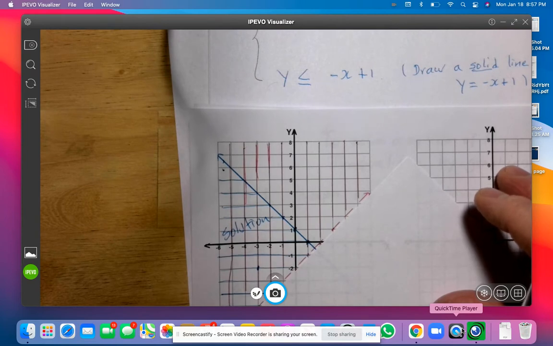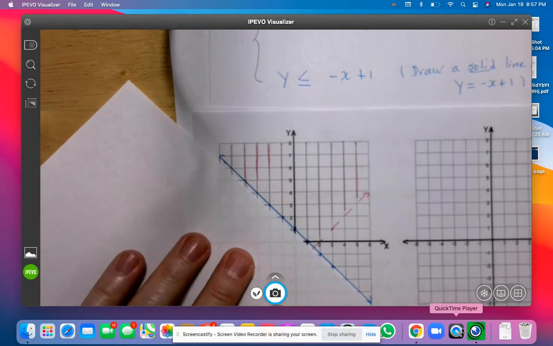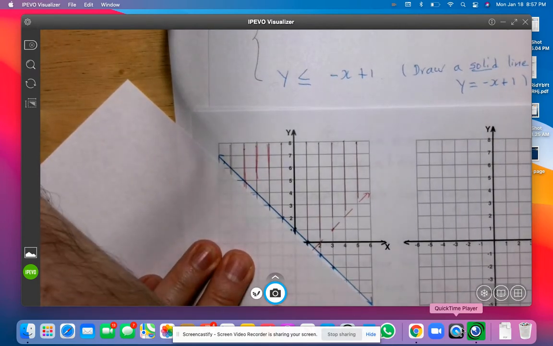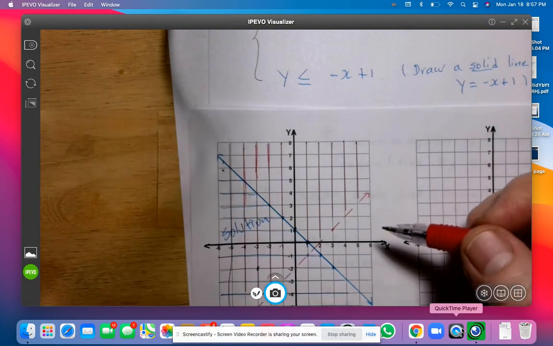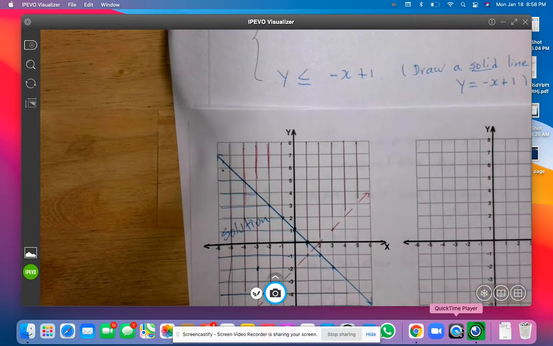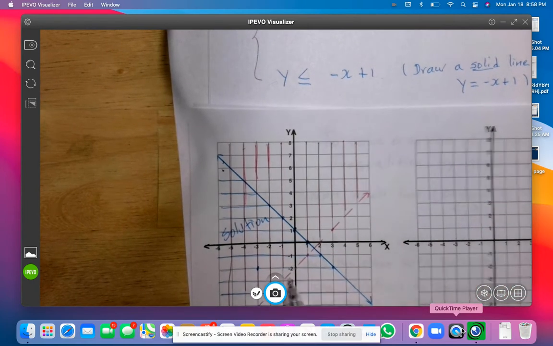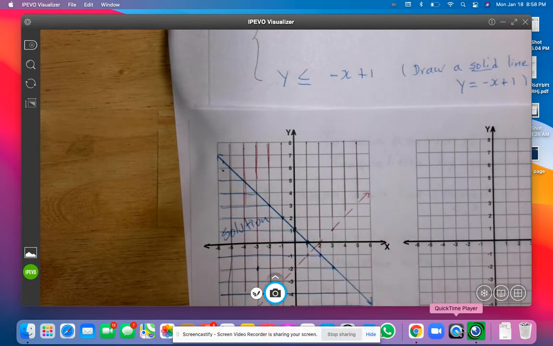Then I do the same thing with the other one, and that's this line right here. In this case, I know it's a solid line because the inequality symbol is less than or equal to. And in this case, I need to shade in below the line. So I'm gonna do all of these in blue. I did it here with horizontal lines so that you can see which region is double shaded.